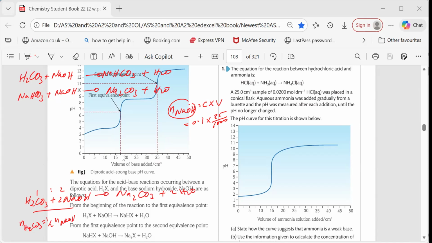But if you are going to use this volume, which is 17.5, you have to multiply it by 2 first, and then substitute in the number of moles of sodium hydroxide. You understand what I'm saying?